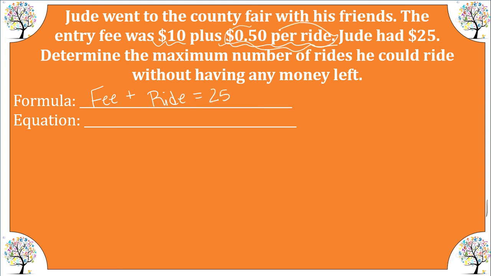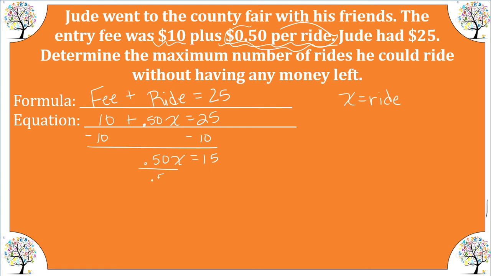So let's let X be the number of rides. So the fee is $10 plus 50 cents per ride equals 25. Now we're going to solve for X to see how many rides. So I'm going to subtract out 10, and we're going to divide by 0.50. And X is going to be 30 when we divide that.